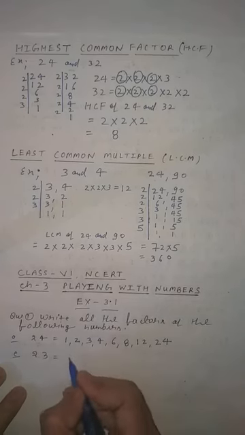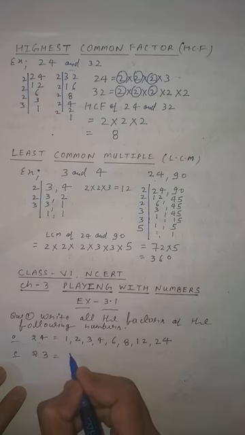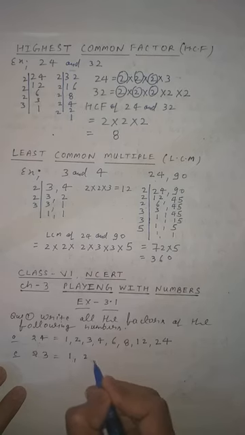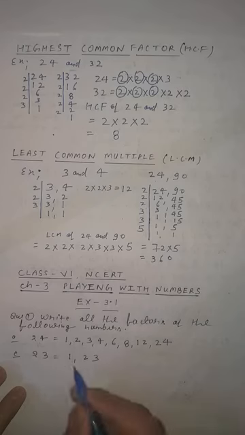Now 23, you know that 23 is only divisible by 1 and 23. So the factor of 23 is 1 and 23. Clear, students?